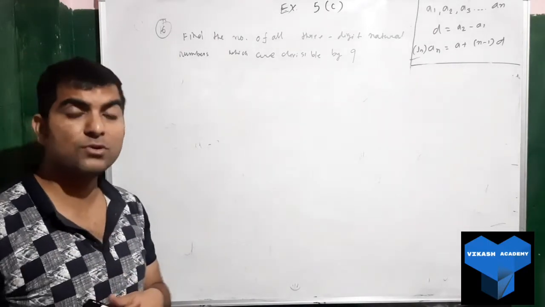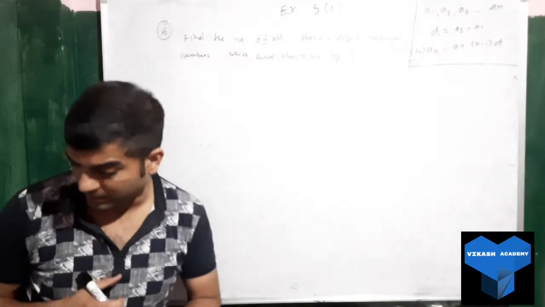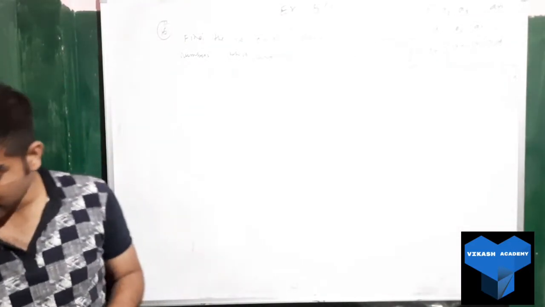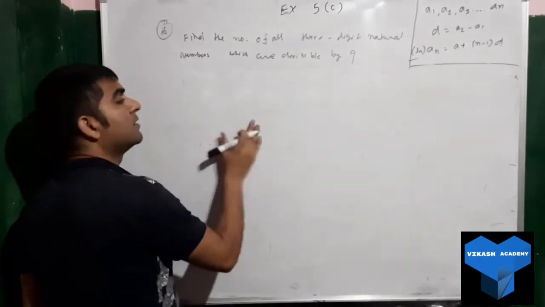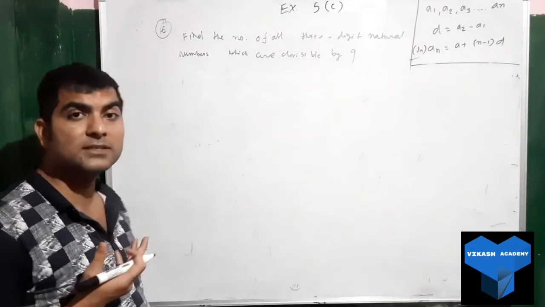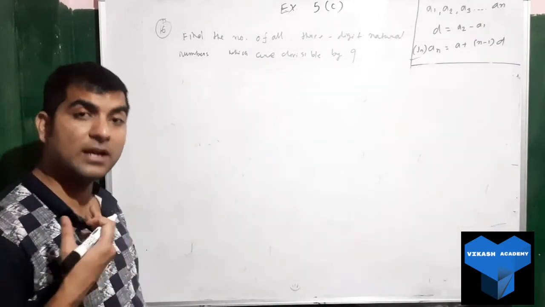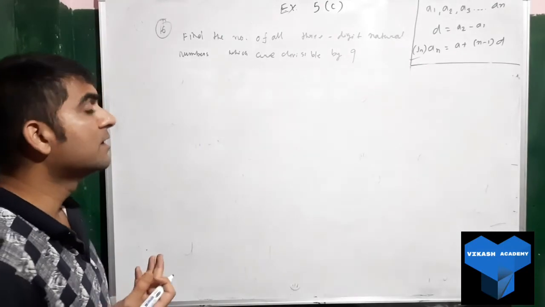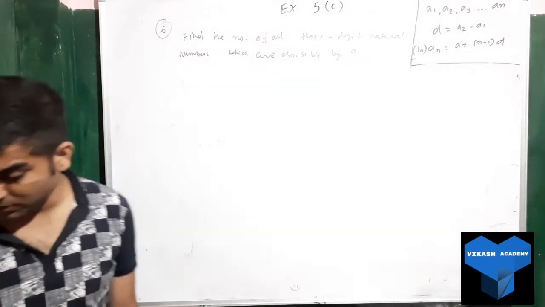But you know that 9 and 18 are also divisible by 9. We need the 3-digit numbers. So the lowest 3-digit number which is divisible by 9 is what? 3-digit numbers start from 100. 100 is not divisible by 9, 101 is not divisible by 9, 102 also not. So I think 108 will be divisible by 9. So you write what?